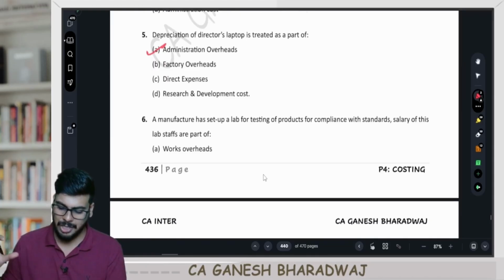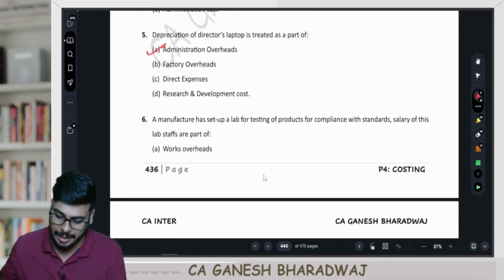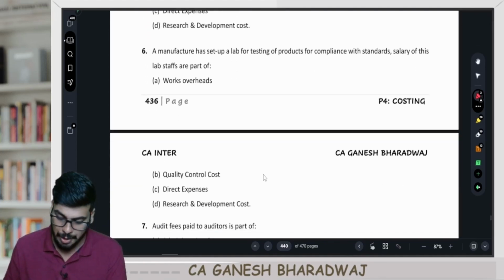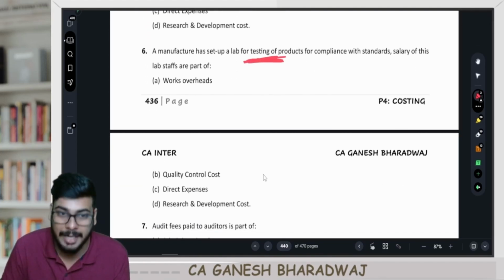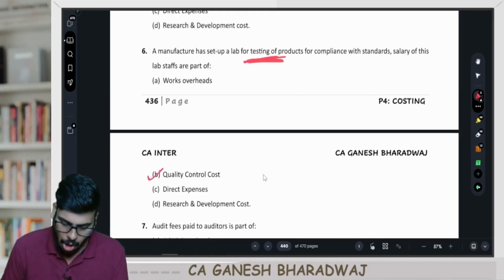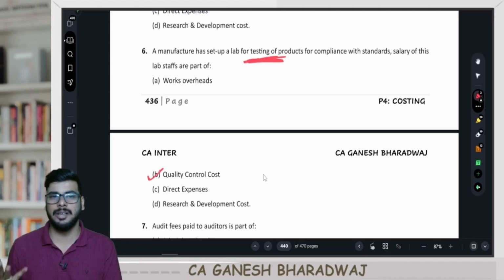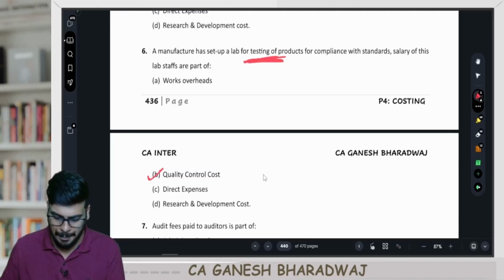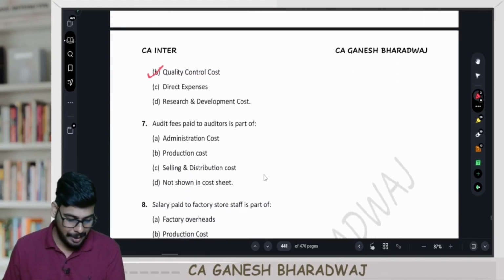Then, a manufacturer has set up a lab for testing of products for compliance with the standards. Salary of this lab staff is going to be what? For testing the product. Testing means what? Output. I am testing it, seeing whether the quality is okay. Obviously, it's a quality control cost. Clear with this, guys? Any doubt here? Separate line item.